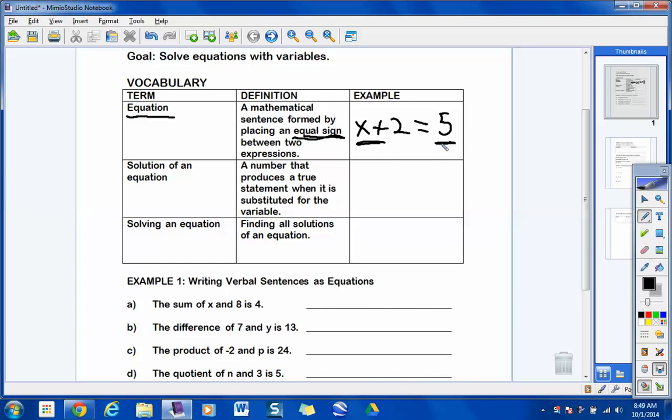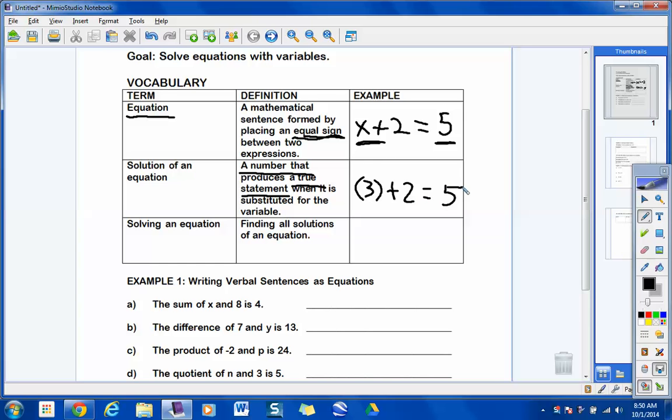All right, guys, got a question right here. Could you give me a number to substitute in for x to make this a true statement in this example? What would that value be? Value's 3, isn't it? Okay, the value's 3 because if I insert or substitute 3 right here, 3 plus 2 is 5, isn't it? So on my next term right here, solution of an equation, basically it says it's a number that's going to produce a true statement when substituted. Okay, so if I substituted 3 for x right here and said 3 is my value that I'm going to substitute in, 3 plus 2 equal 5, is that statement true or false?